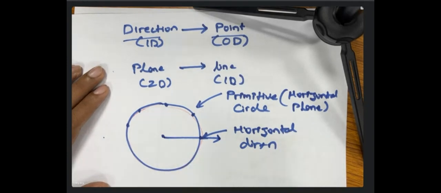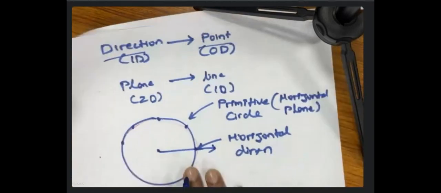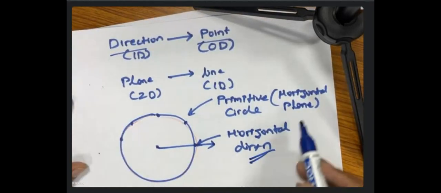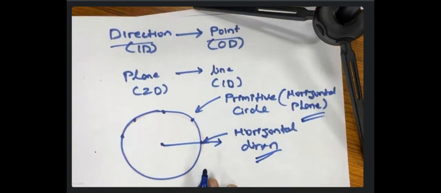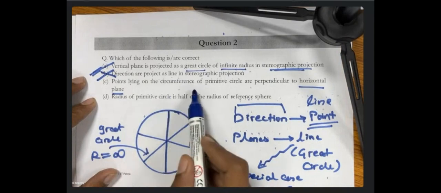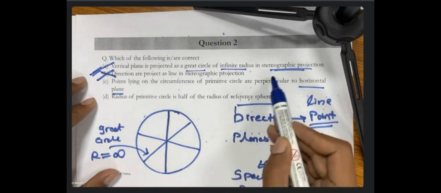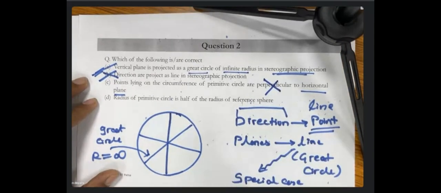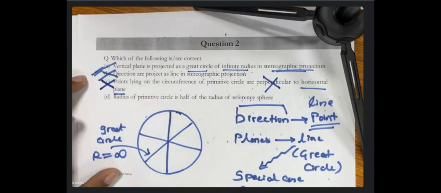So since the direction is lying onto the plane, the angle is 0. So it is not the perpendicular. The direction and the plane are not perpendicular to each other. Instead, they are aligning. They are on to each other. So can we say that the points lying on the circumference of the primitive circle are perpendicular? No, it is not perpendicular. And that's why option C is incorrect.